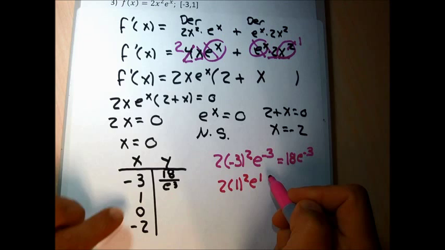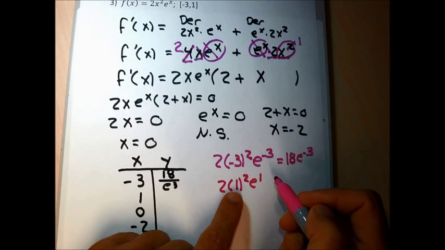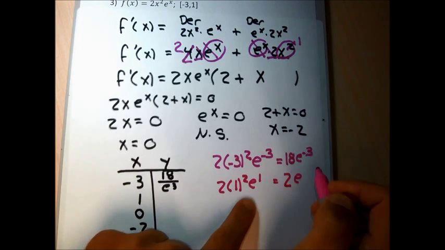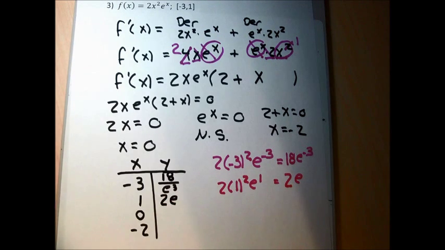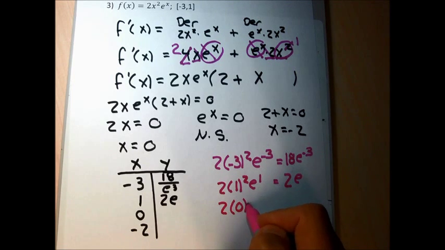To get the second y, I take that x and plug 1 in. This is going to be 2 times 1 squared, which is 2 times 1, which is 2. And e to the first is just e. So that y, the y that goes next to 1, is going to be 2e. The third one is the only one my calculator could do okay.